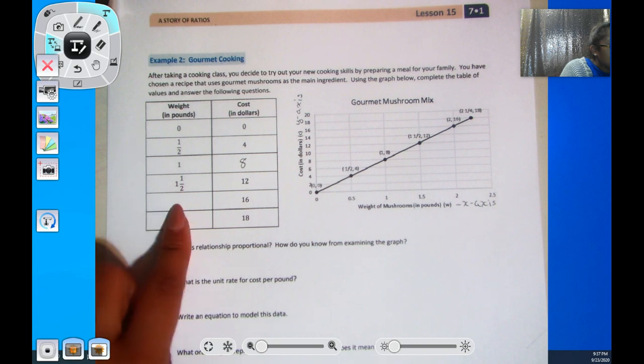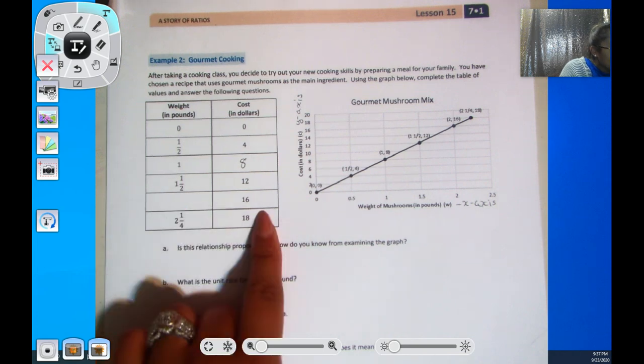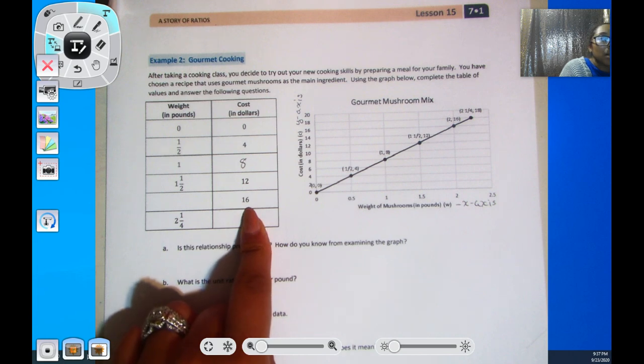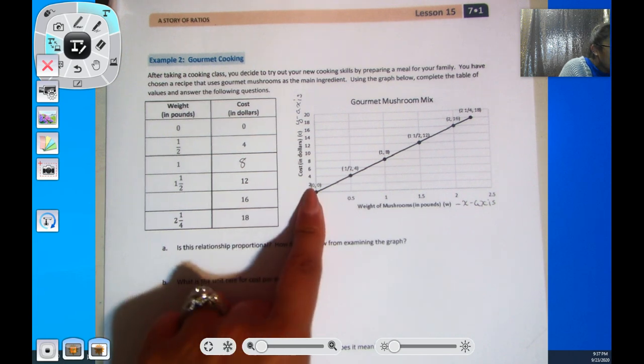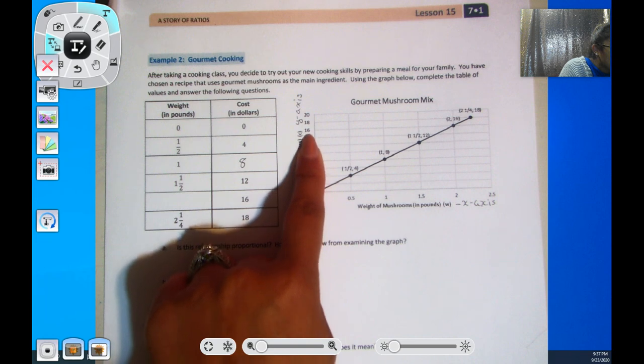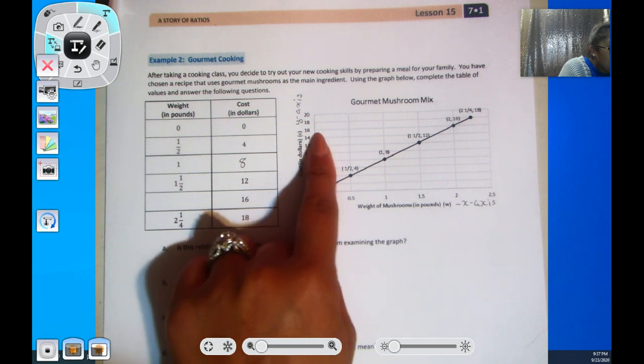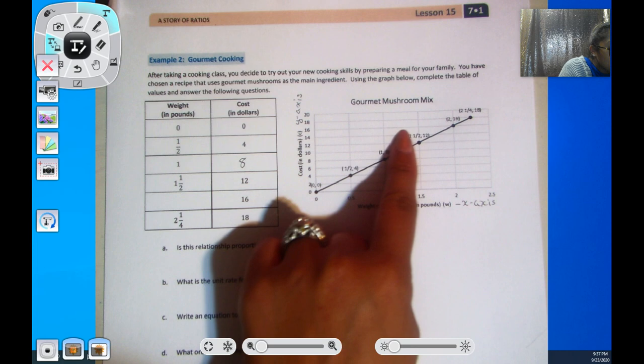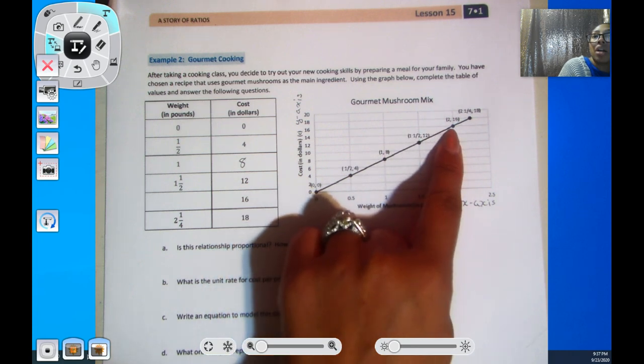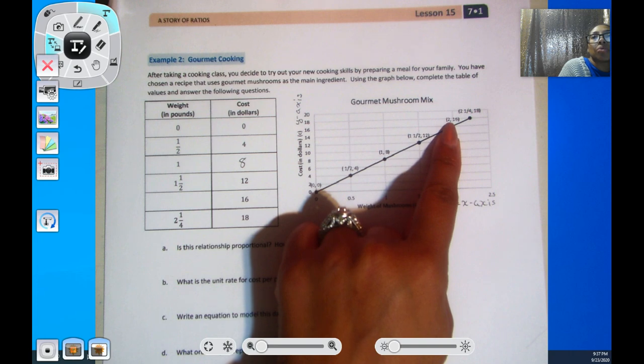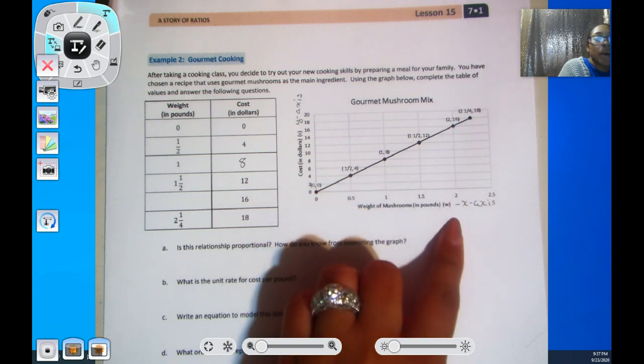Now, the second data point that's missing is the weight in pounds. So I see that the cost is $16. I can go up my y-axis to $16 and go across until we meet that point on our line, and that data point is (2, 16). So that means that $16 worth of mushrooms is 2 pounds. So I'm going to place that into my chart.